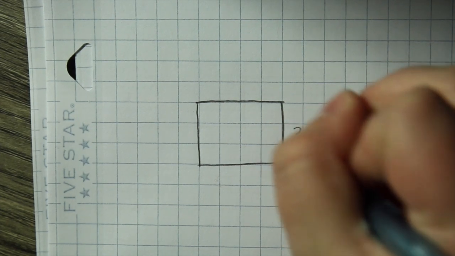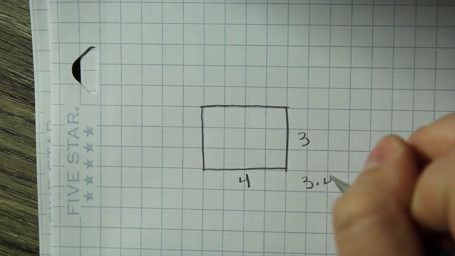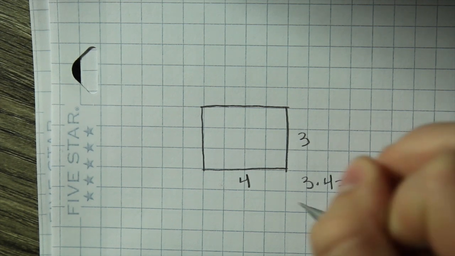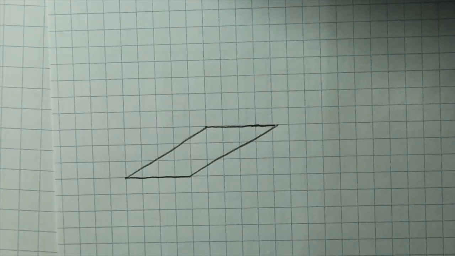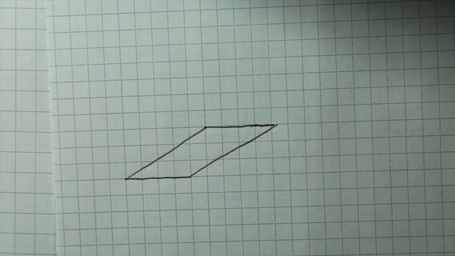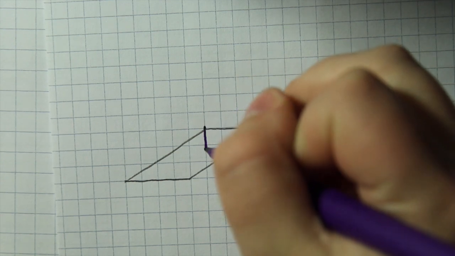All right, parallelogram. So first we're just starting out with a regular rectangle, doing the base times height, knowing that that's how we solve, and 3 times 4 equals 12. So that was the area of just a regular rectangle. Now we're going on with a little bit of a different parallelogram.